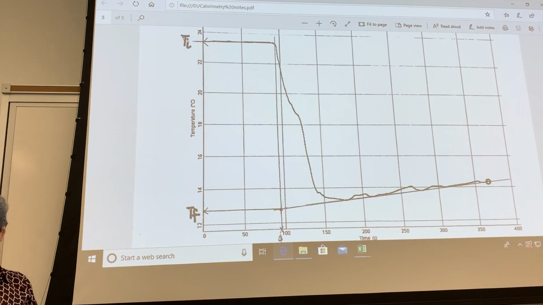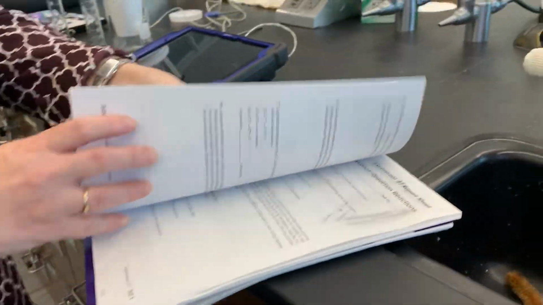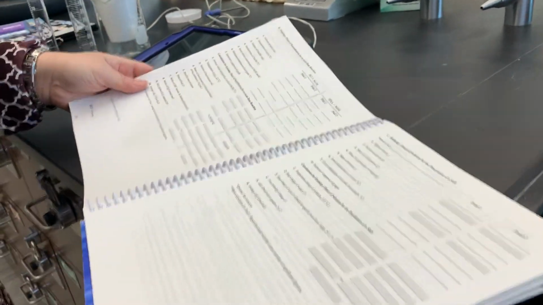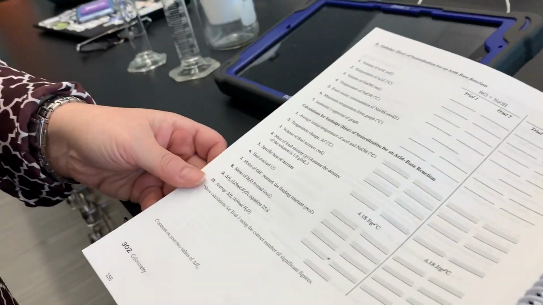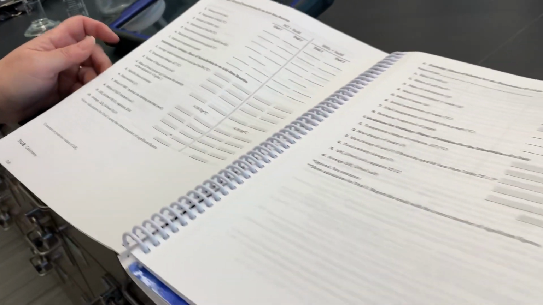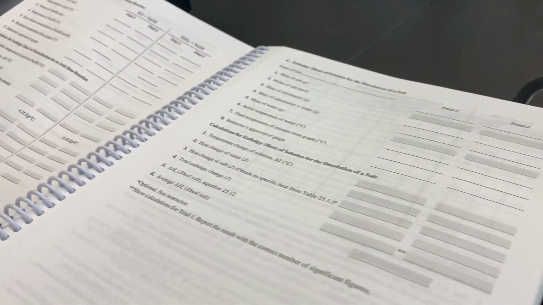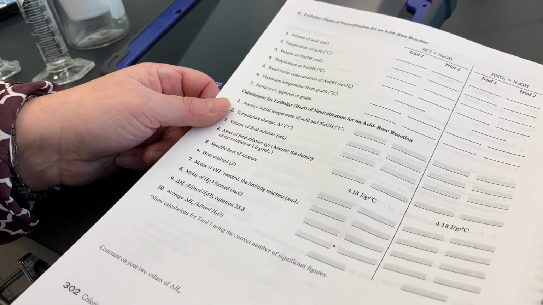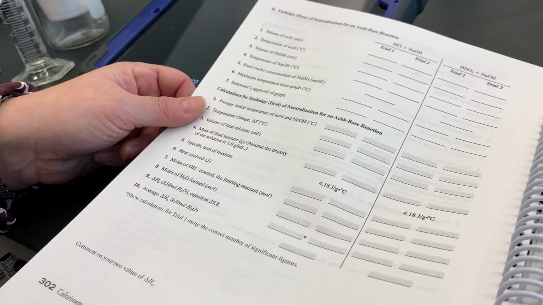So now let's go ahead and take a look at your report sheet that you're going to fill out. Again, we're only looking at parts B and C. We're skipping A, so you're responsible for pages 158 and 159. On page 158, for enthalpy of neutralization, we're only looking at HCl and NaOH.